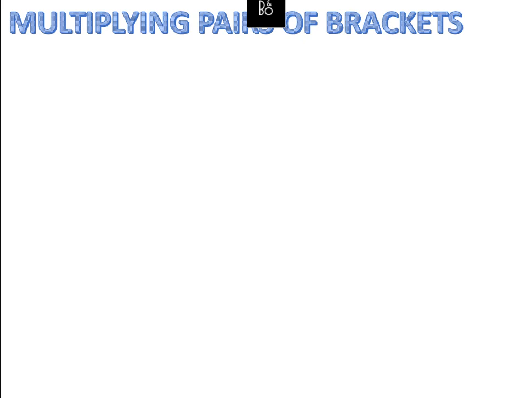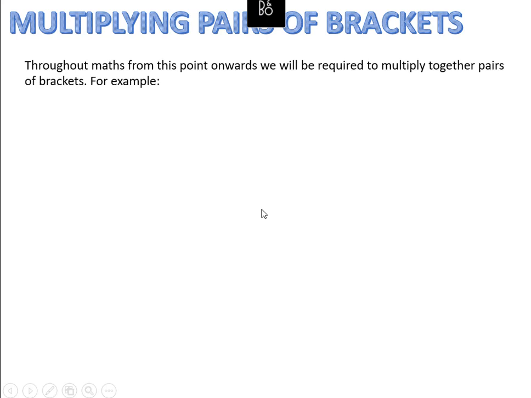Right, so expanding on what you've looked at in the last lesson by multiplying a number by one bracket, what we're going to look at today is multiplying pairs of brackets. So this is where we have literally two brackets multiplied together. Okay, so some of you might have done this already, but it's going to be very, very important from now on in maths. So I'll give you some context later on.